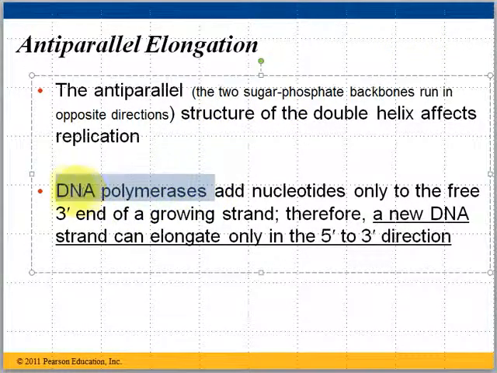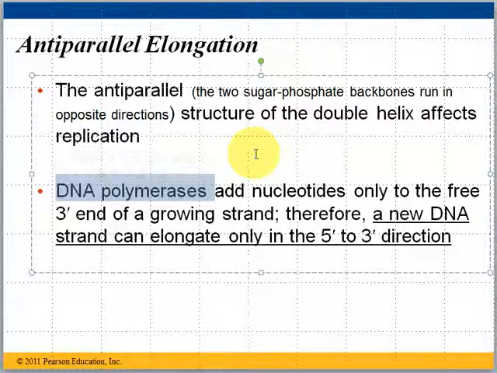polymerases, they are obviously pretty cool. I mean, they are the enzyme that creates a new strand of DNA, but they have a couple of limitations. One of the limitations we already mentioned was they can't start a brand new chain all on their own. They have to have this RNA primer created by primase to get them started.